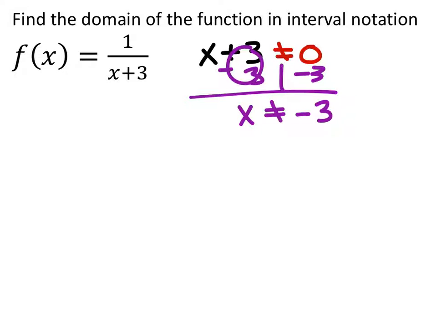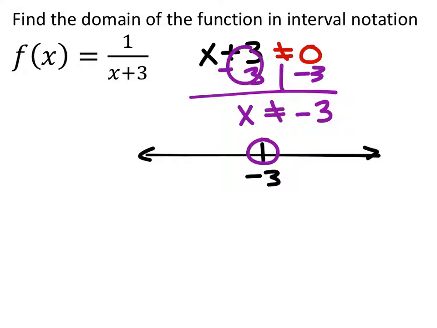Now, we want the interval notation for this one. Once again, we'll show it on the graph. At negative 3, it's not included, but everything to the left is, and everything to the right is, because this is one specific value that x cannot equal.